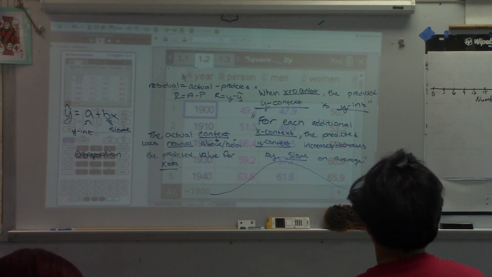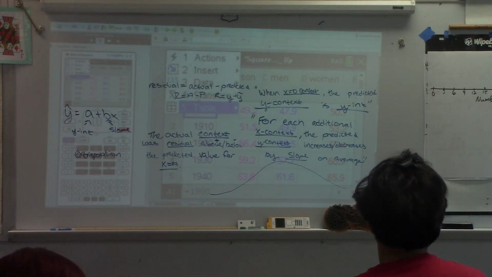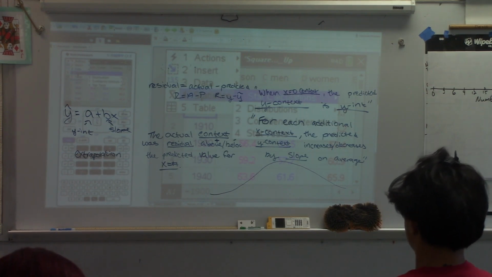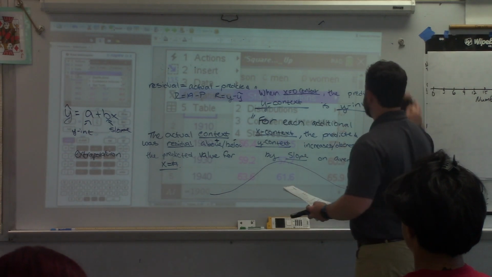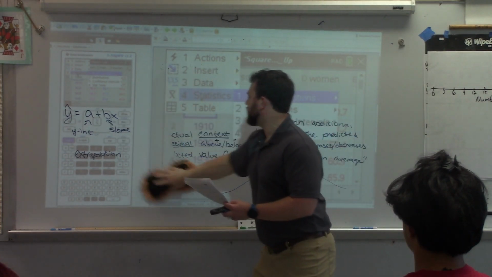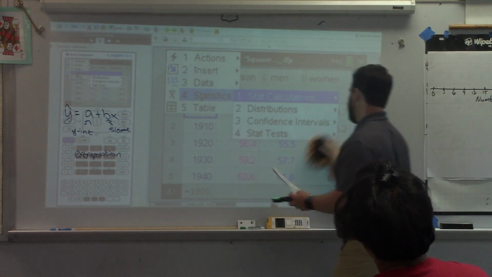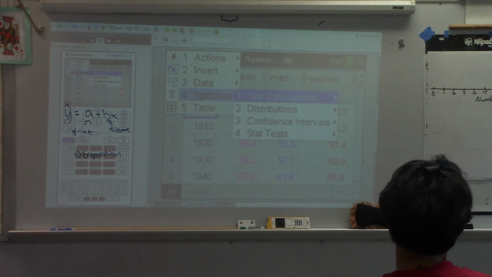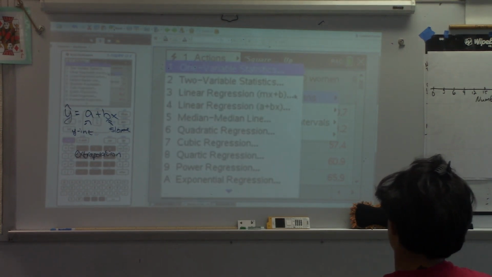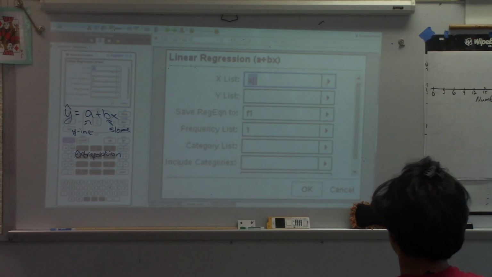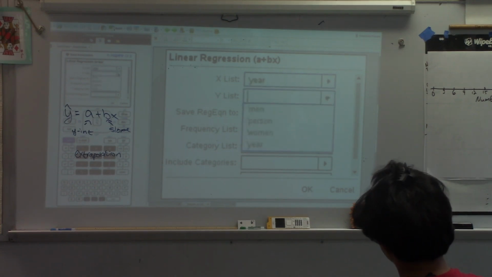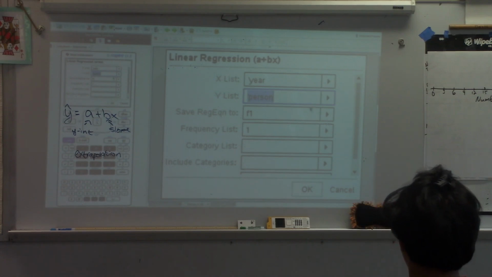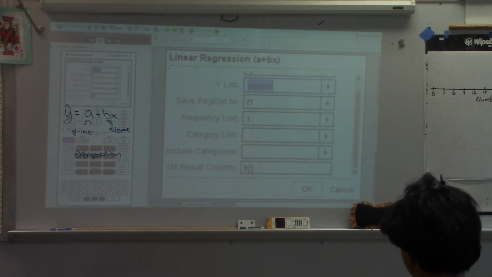So if you ever want to calculate an R value, you go to statistics. Where do I go from statistics to calculate the R value? Stat calculations. There we go. Linear regression. X list, that's my year. Y list is person's life expectancy. Which linear regression? A plus BX is typically what we use. And then I'm gonna put the first result column in, I think D.